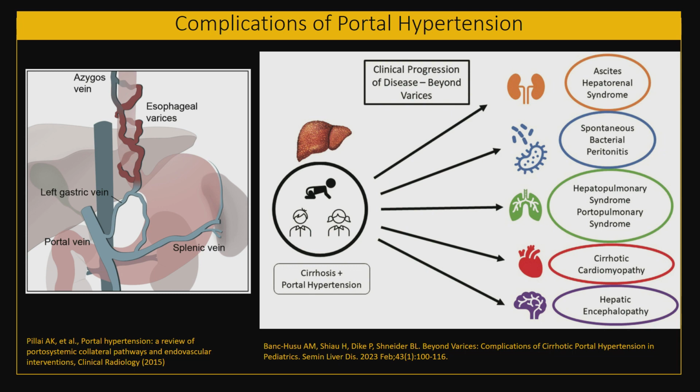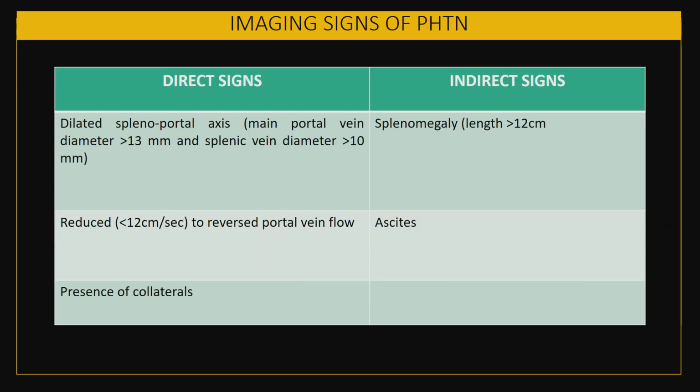The other complications that can happen with cirrhosis and portal hypertension are ascites, hepatorenal syndrome, and spontaneous bacterial peritonitis if infection happens, and then hepatopulmonary syndrome or portopulmonary syndrome, which are pulmonary complications of portal hypertension. Cardiac complication is cirrhotic cardiomyopathy, and if a lot of ammonia goes directly into the brain, the patient can develop hepatic encephalopathy. So what are the imaging signs of portal hypertension?